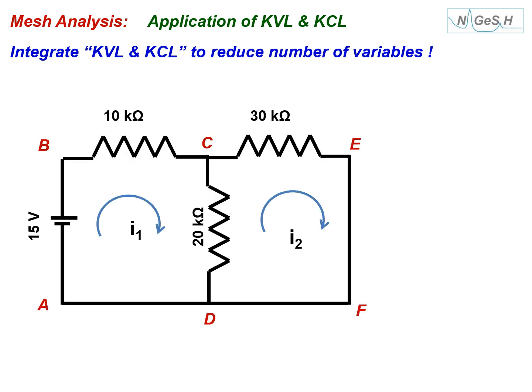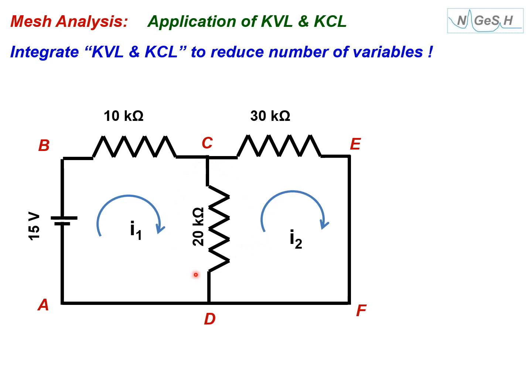Let's start with a simple circuit as an example. Again, I now have two meshes. In the previous slide, we had only one mesh. Here we have two meshes. So now I am defining the mesh currents: I1 in mesh 1, I2 in mesh 2. The mesh current I1 will flow through the elements which are exclusively in mesh 1, that means this battery and this resistance. I2 will flow through the elements that are exclusively in mesh 2, here this 30 kilo ohm resistance. Here both I1 and I2 are flowing.